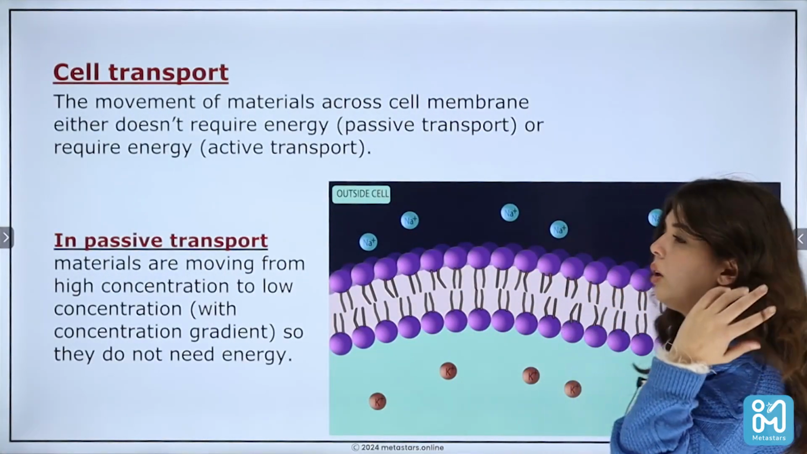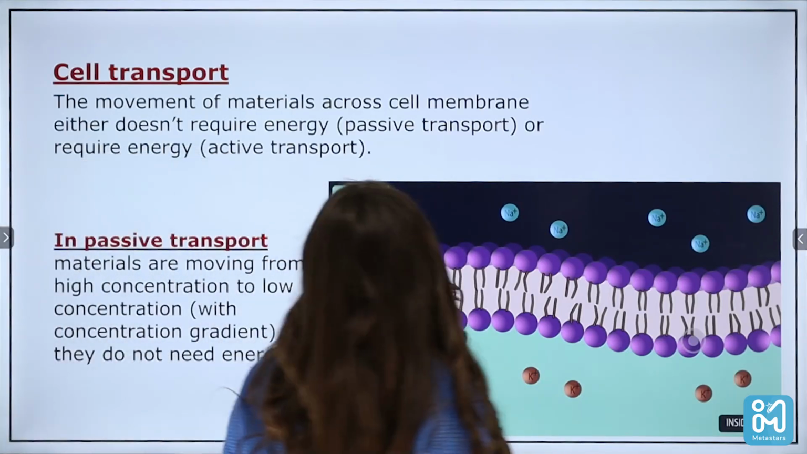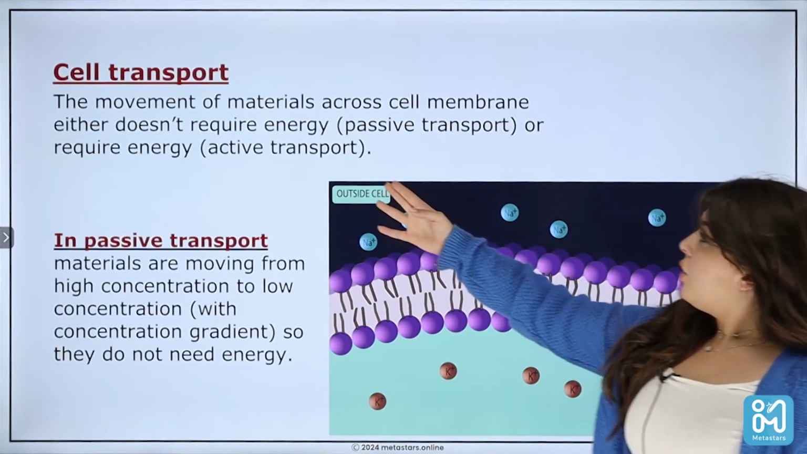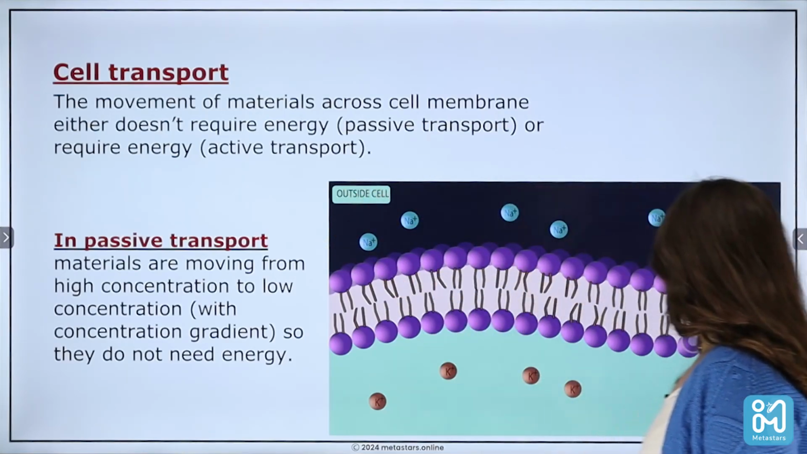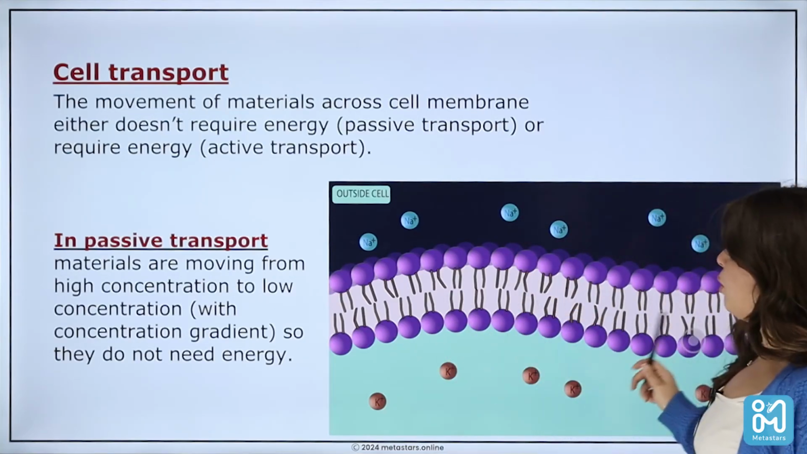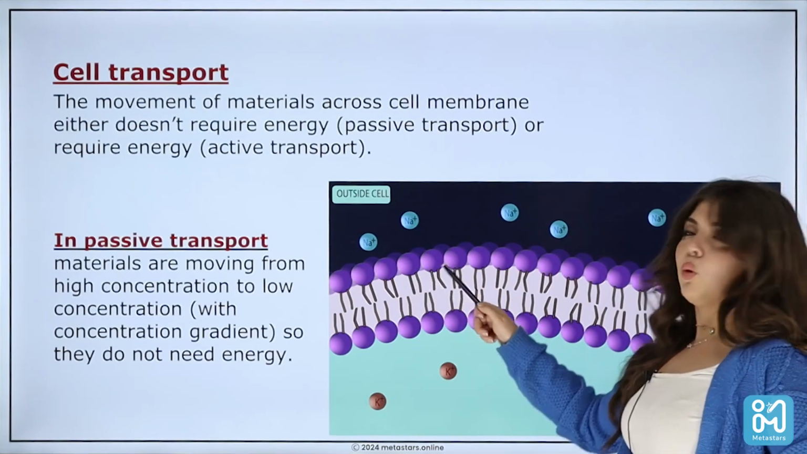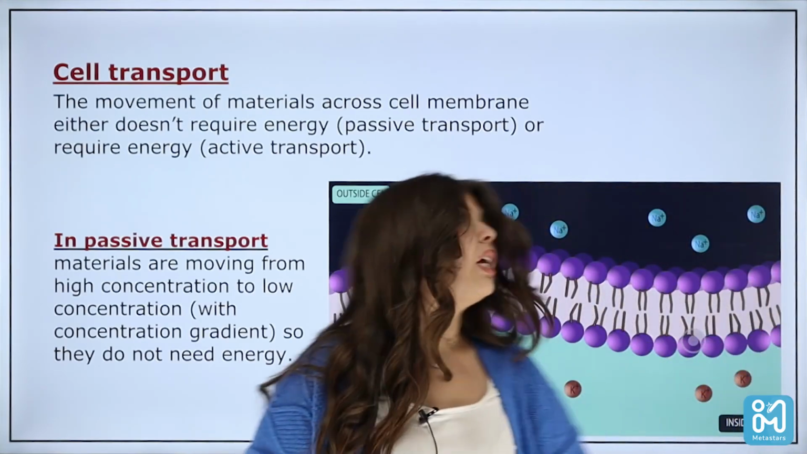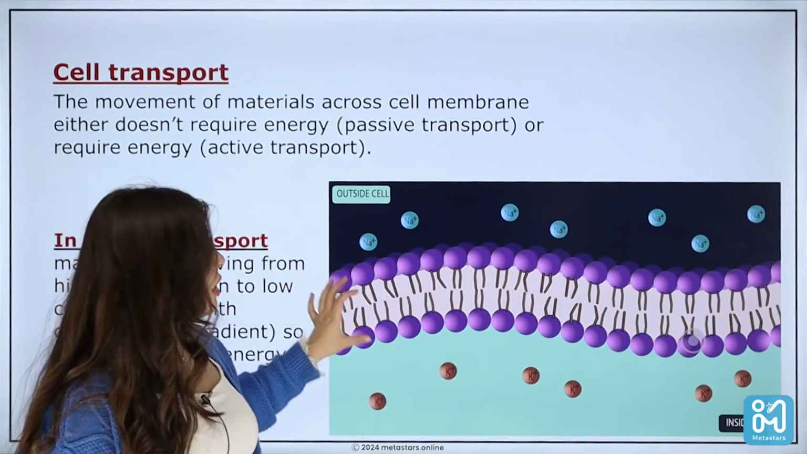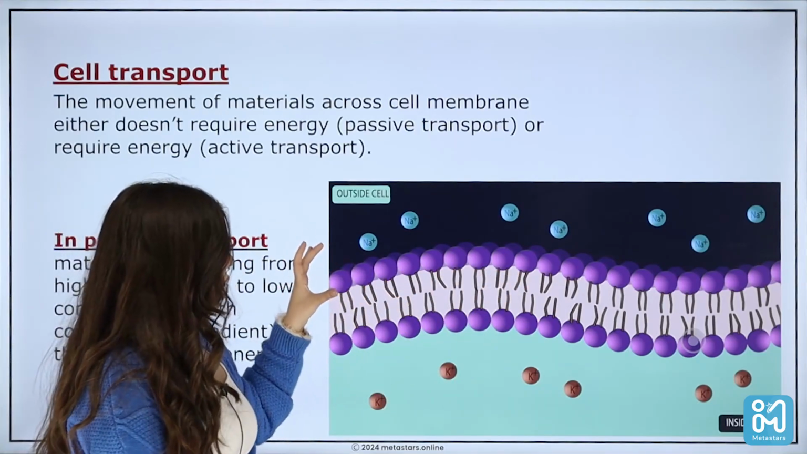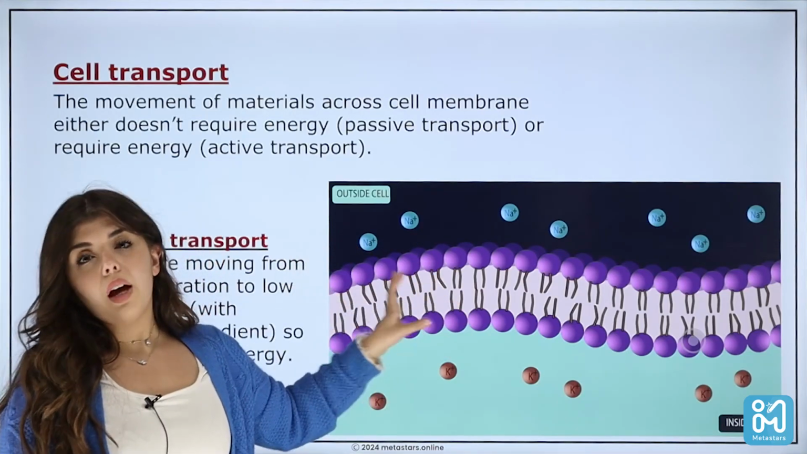First of all, we are going to talk about cell transport. The movement of material across the cell membrane either doesn't require energy, passive transport, or requires energy, active transport. Here's the cell membrane, which is composed of a lipid bilayer: we have two layers of phospholipids, and these two layers make the cell membrane. So the cell membrane is like a gate that lets the molecules enter or leave the cell.